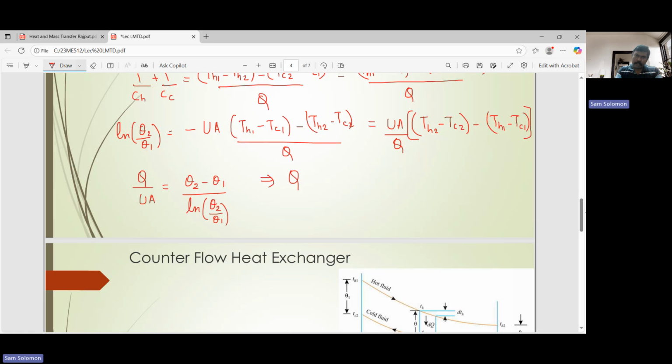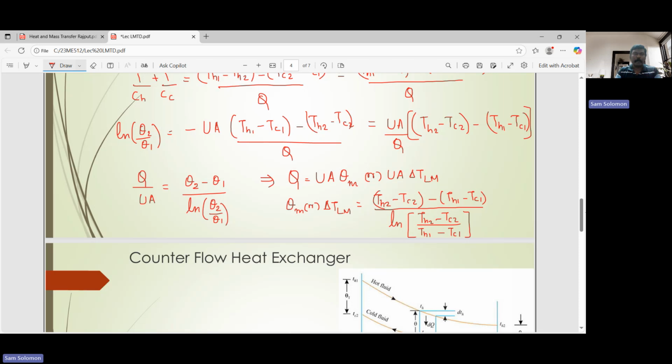Okay. Or this can be written as Q equal to UA theta M, or UA times delta T ln. So it is this theta M or delta T ln which gives you the expression TH2 minus TC2 minus TH1 minus TC1 whole divided by ln of TH2 minus TC2 divided by TH1 minus TC1. So this is the expression that we have for the LMTD of parallel flow heat exchanger. Thank you.